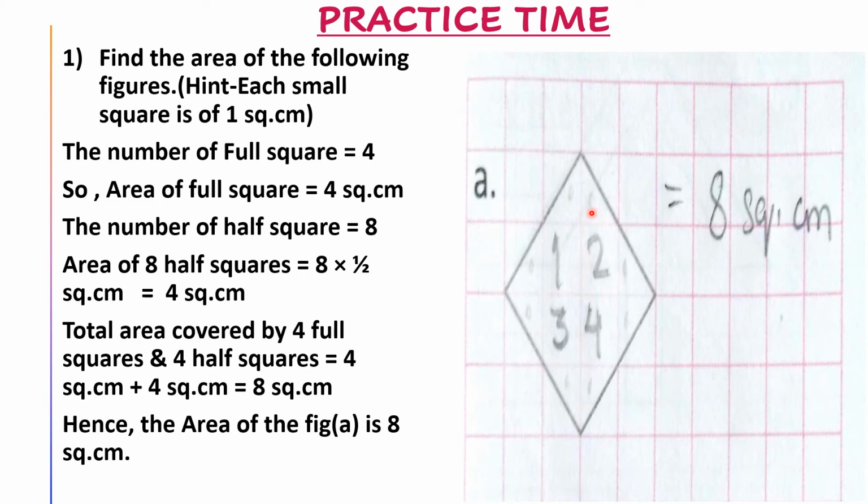Now find the total area covered by the full squares and half squares, which gives 4 square cm plus 4 square cm equal to 8 square cm. Hence the area of the figure is 8 square cm.